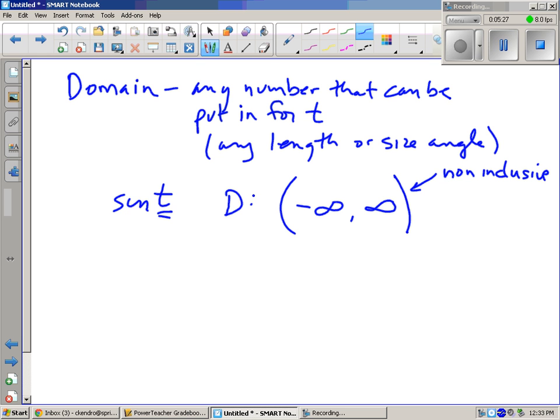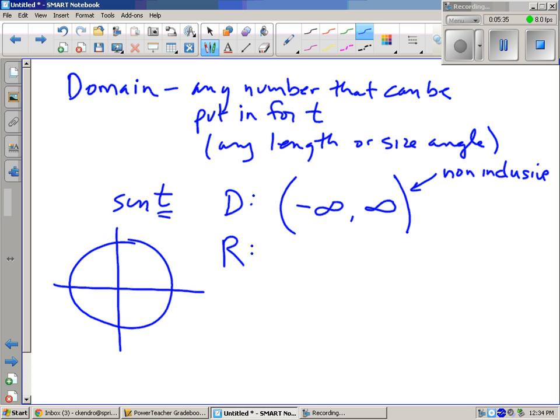If I have brackets, which I will show you in a minute, the range of sine. Now let's think about our sine circle here again. If the radius is 1 on a unit circle, the highest and the lowest that our values are going to go are 1 and -1.